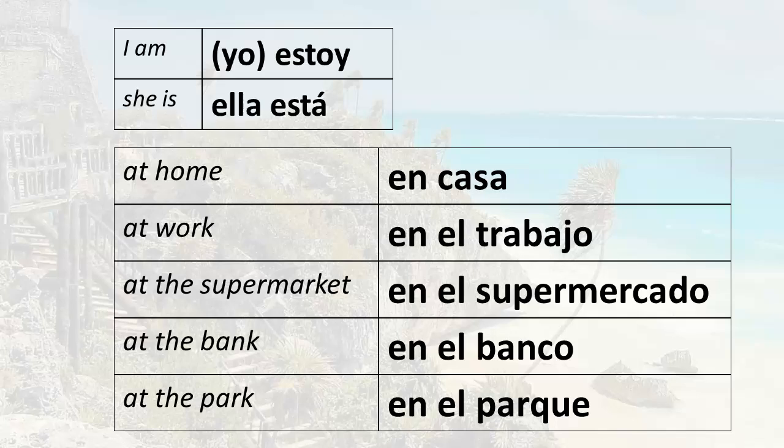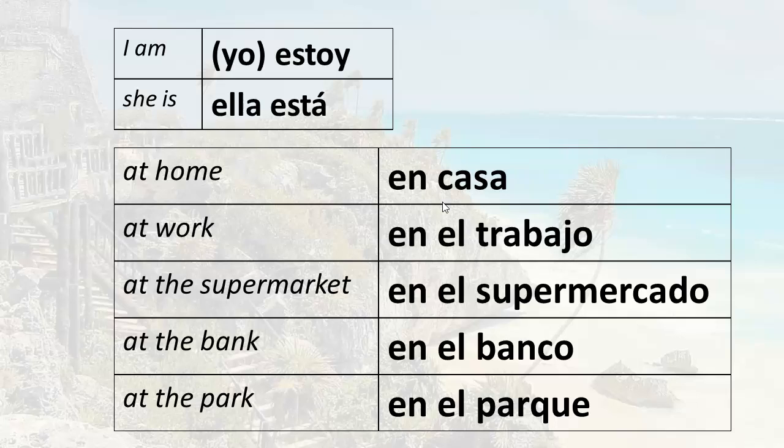If I want to talk about the location of she, whoever she is, if I want to say she is at home, I'm choosing the verb estar instead of the verb ser because I'm talking about location. So she is at home. Ella está en casa.